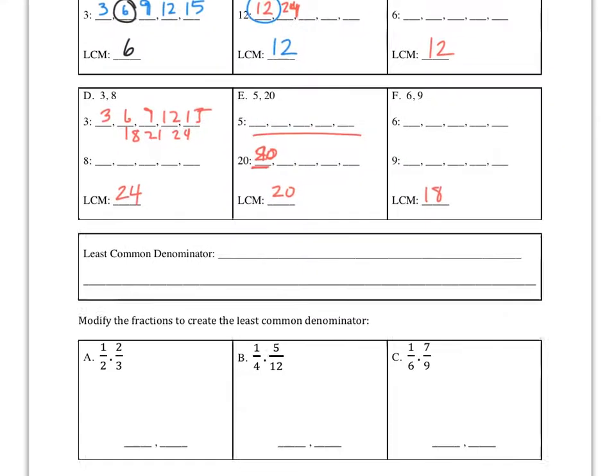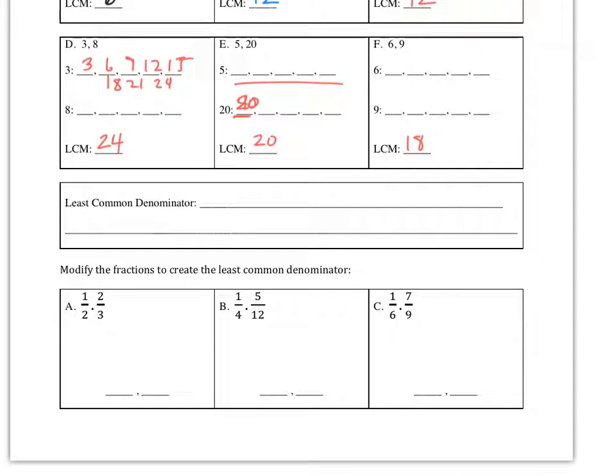All right, so what's the difference between LCM and LCD then? What's the other one? LCM and LCD is least common denominator. All right, so the least common denominator is simply the LCM, the least common multiple, of the numbers in the denominator.